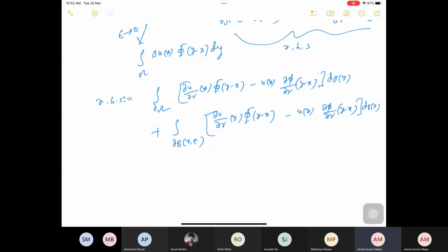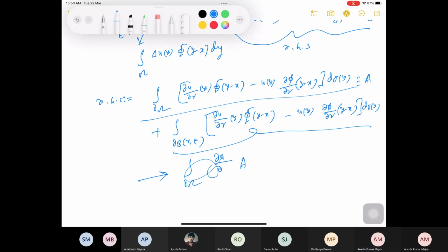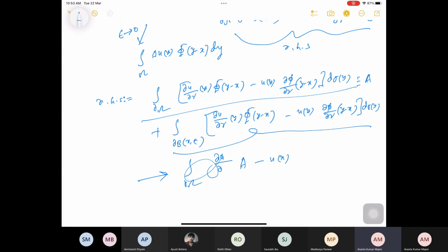Now as epsilon goes to 0, I can check that this part converges to the integral over dou omega of dou u. This is fine because there is no epsilon there. So you take it as A. But this other part, as epsilon goes to 0, goes to 0. It is basically u of x, so it will go to u of x.